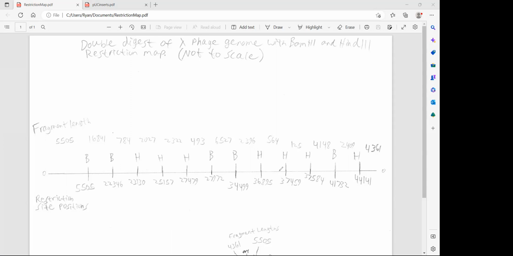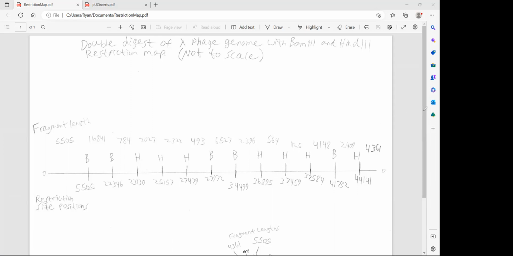Okay, so once you have all of these fragment lengths, the instructions said to list them from longest to shortest, because that's how it would look on the gel. And that's pretty easy. All you have to do is figure out which one is biggest and which is smallest.